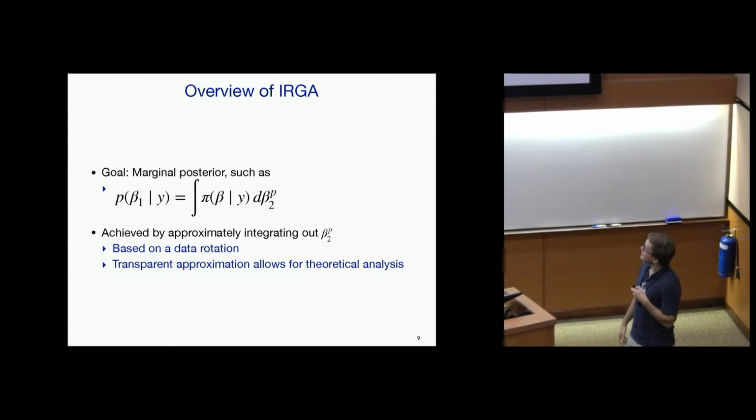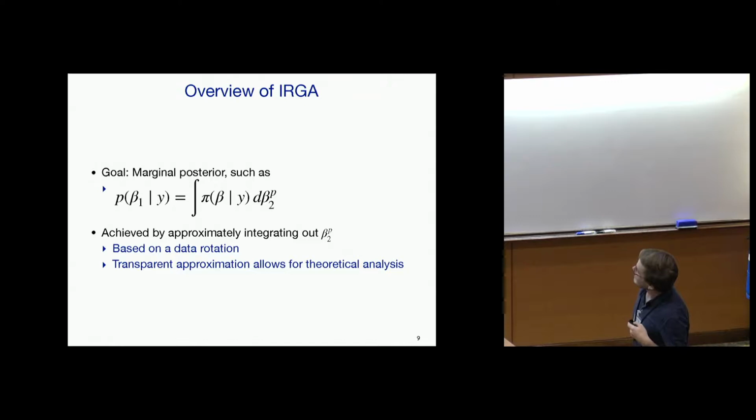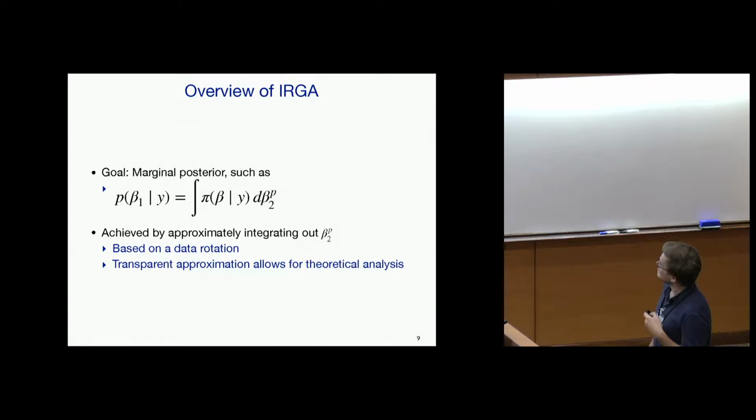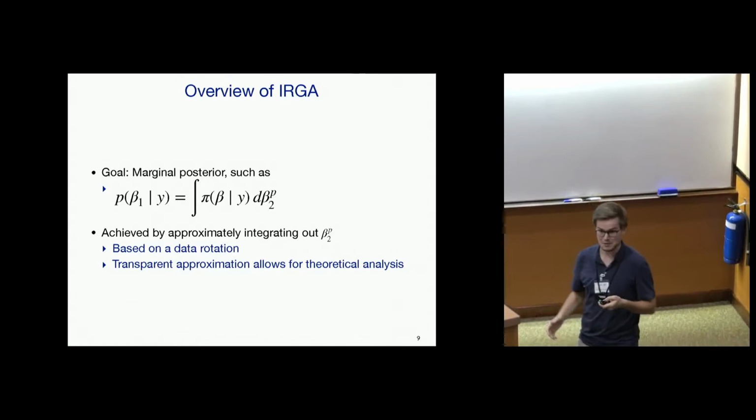So, a very brief overview of ERGA before we dive into details: we want to find the marginal in this Bayesian variable selection example. We're going to achieve that by approximately integrating out these nuisance parameters, based on a data rotation. And like I mentioned, because we do a more transparent approximation, we'll be able to do a little bit of theoretical analysis as well.